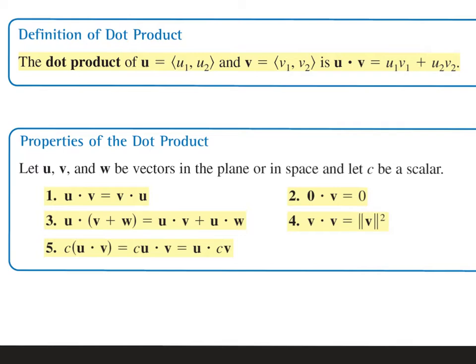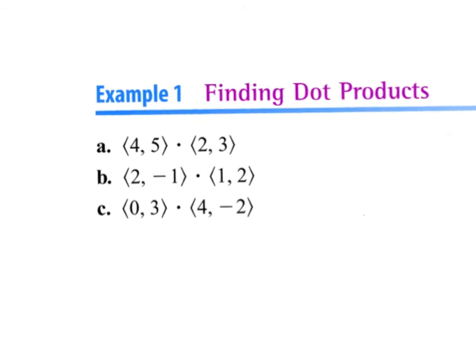Number two says 0 dot product V. If you multiply anything by 0, what do you get? Zero. Do you notice number 4? V dot product V is just the magnitude of V squared. This is nothing new at all. It's just because you're talking about vectors instead of points and stuff like that. So let's do some problems here.